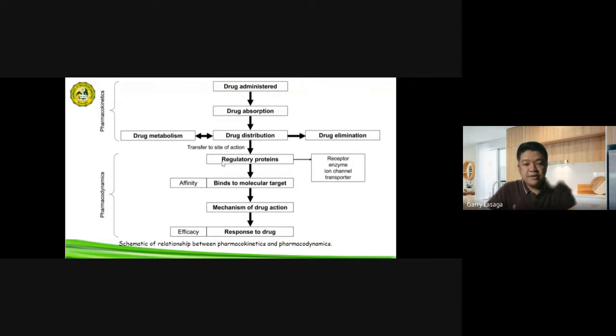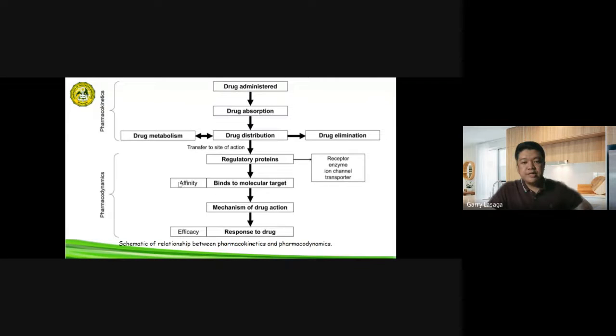So the drug could either act on a receptor, an enzyme, an ion channel, or a transporter. Examples of the transporters are plasma proteins that are present in the blood, or there are also transporters or carrier proteins that are present in the plasma membrane or the cell membrane. The drugs can act, for example, on the receptors that are found within the target tissue.